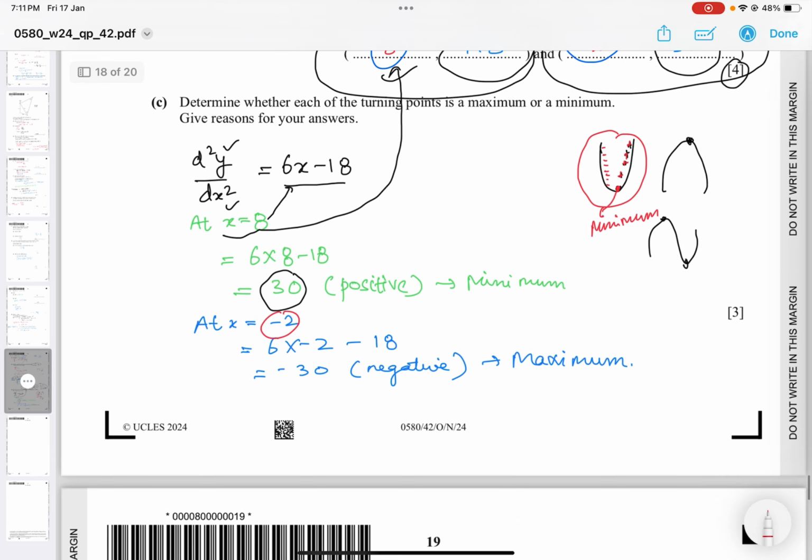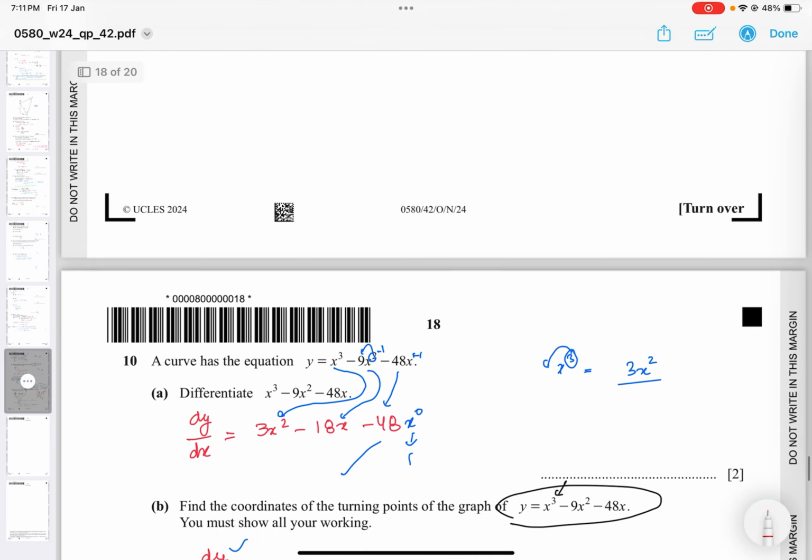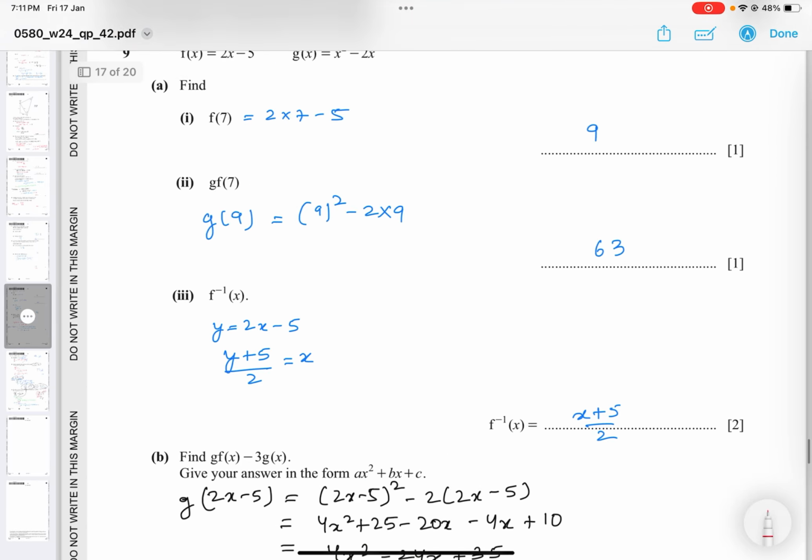At x equals negative 2, our answer is coming negative. That means the slope is decreasing. Hence, it is a maximum point. All right, you can show me a thumbs up. I can see it from here. Very good. Let us jump on to the next question.